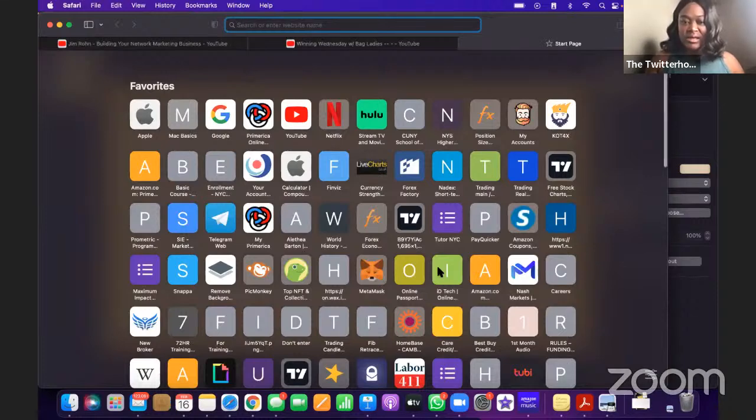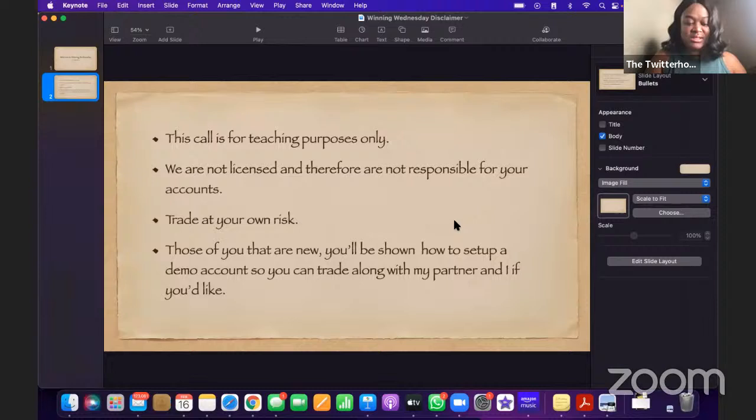I'm just going to go ahead and do the disclaimer right away. This call is for teaching purposes only, right? I'm not a licensed trader, and therefore I'm not responsible for anybody's accounts out there. And you're going to trade at your own risk if you decide to trade with me.